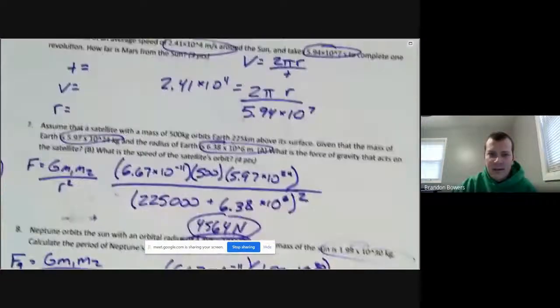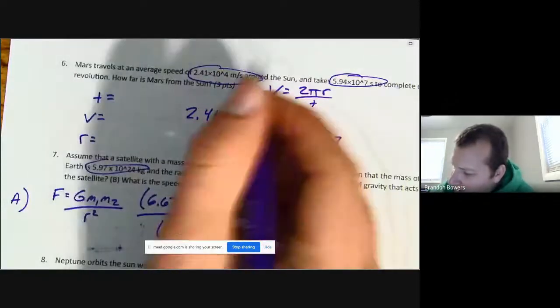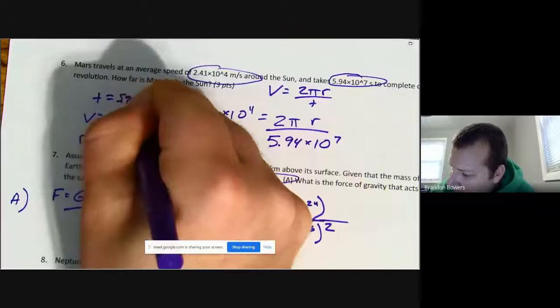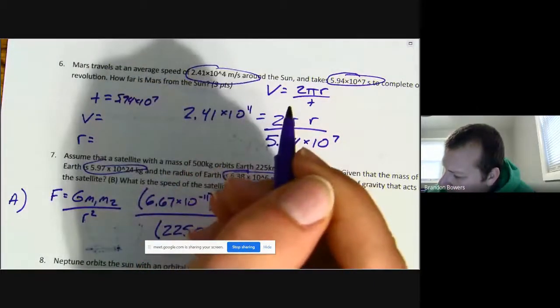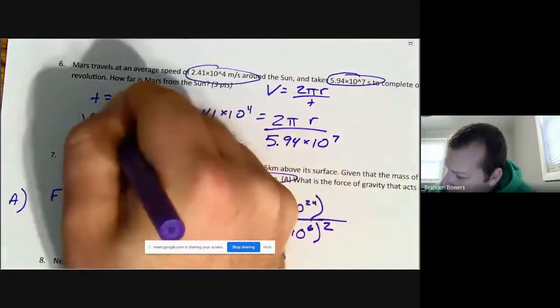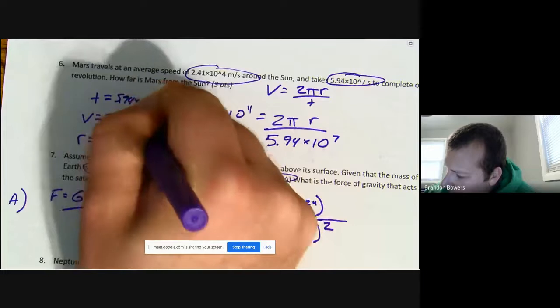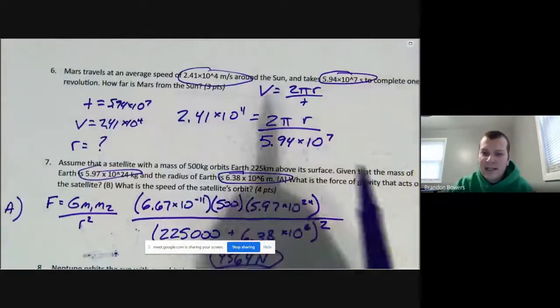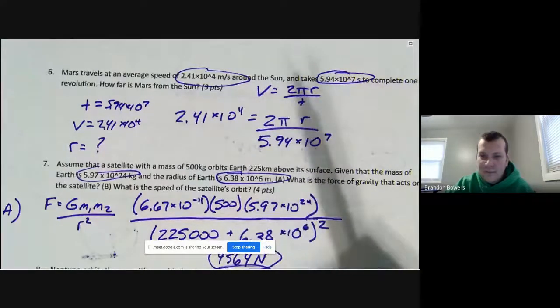All right, a lot of work here. So I'm given my time. My time was 5.94 times 10 to the 7th. My velocity was 2.41 times 10 to the 4th. And I had to solve for r. All you had to do is plug it into the v equals 2 pi r over t, solve for the radius.